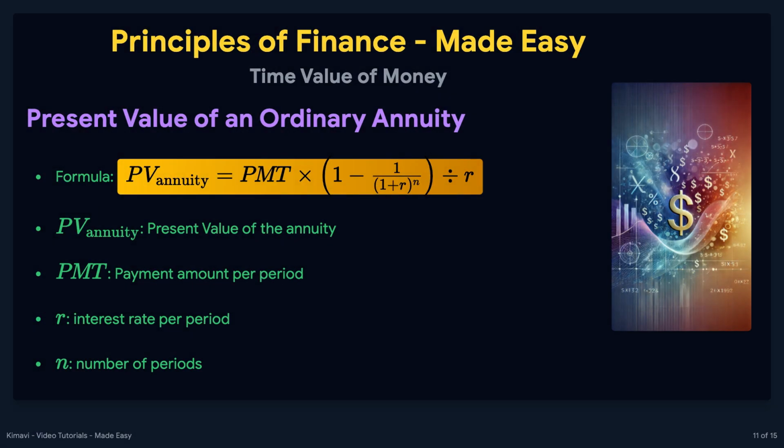The present value of an ordinary annuity can be calculated using the formula PV annuity equals PMT times (1 minus 1 divided by (1 plus R) raised to the power of n), all divided by R. Here, PV annuity is the present value of the annuity, PMT is the payment amount per period, R is the interest rate per period, and n is the number of periods.